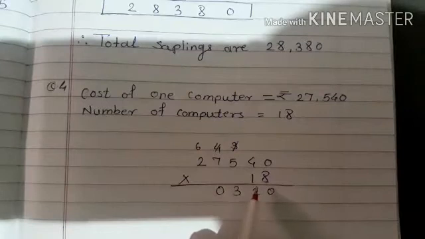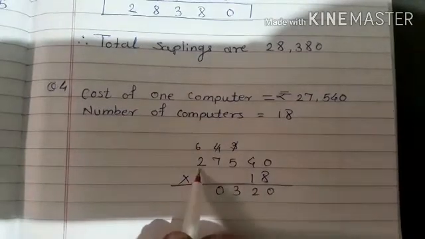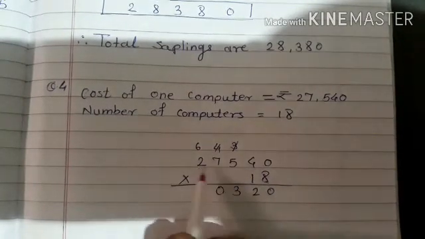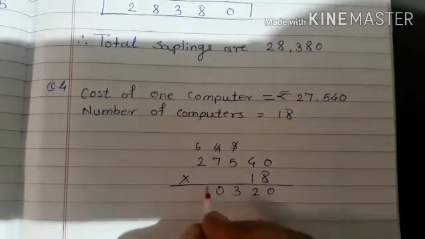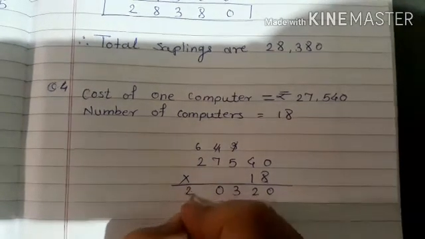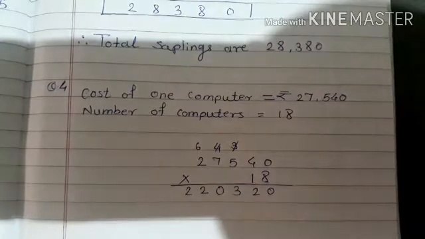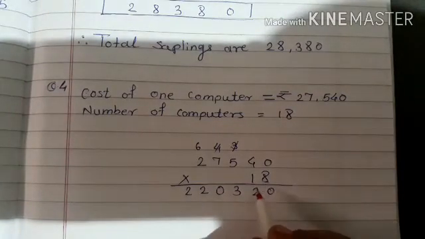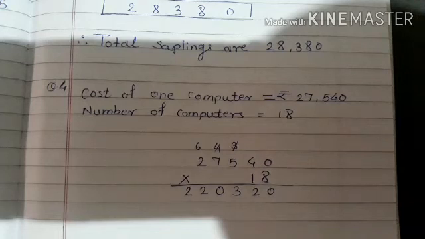Understood? Then 8 times 2 is 16. Yes, 8 times 2 is 16. 16 plus 6 is 22. So here the first step is over. Now we have to multiply by 1. So everyone keep in mind.